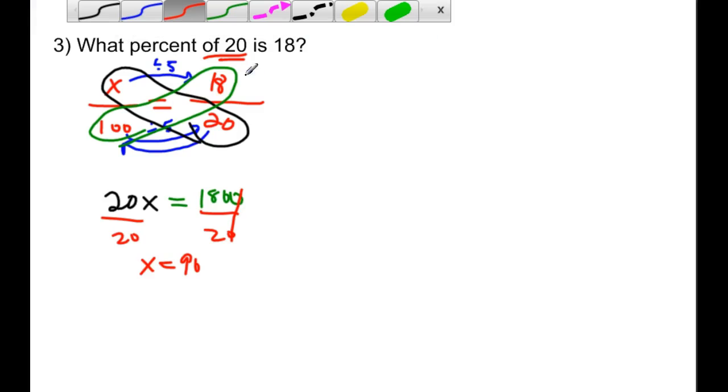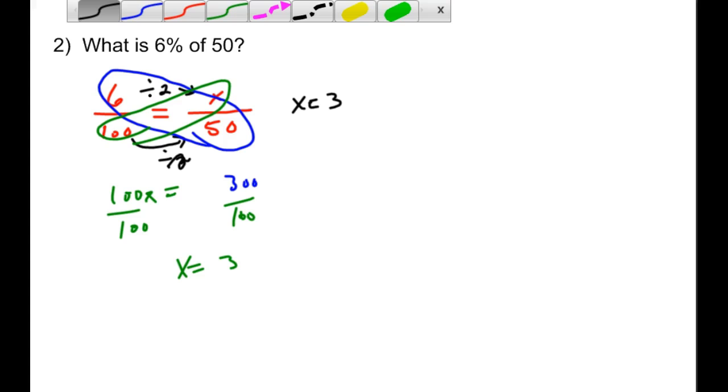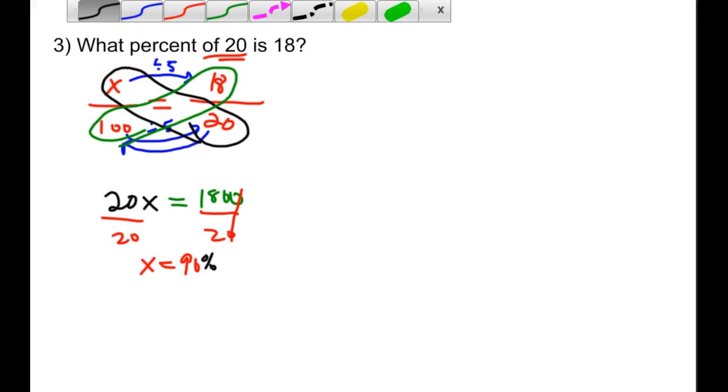Let me go back, because the question says what percent. So I need to be sure to write 90% in this one. The other questions don't say percent. They tell you the percent. So this is just the number 3. Make sure you write percent like in this one if you need to.